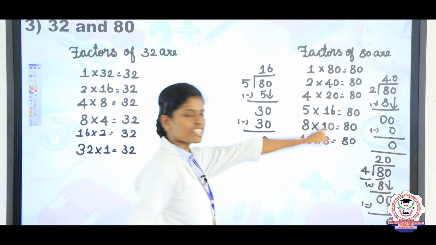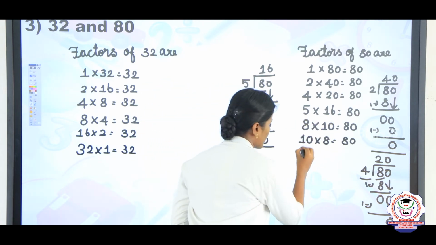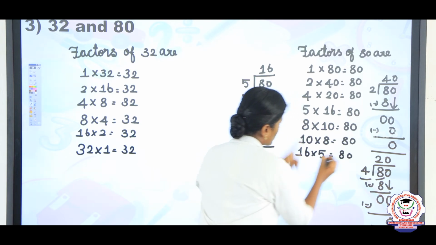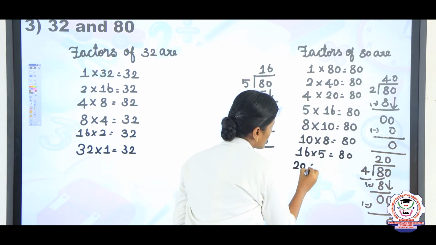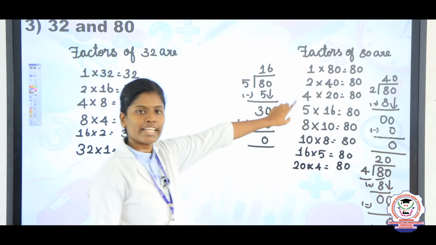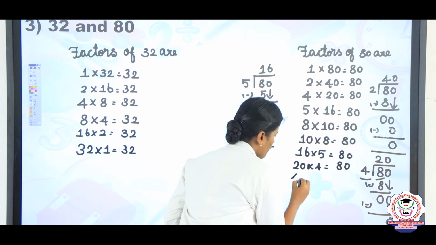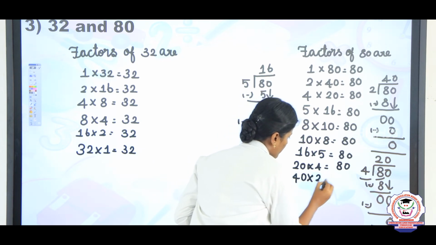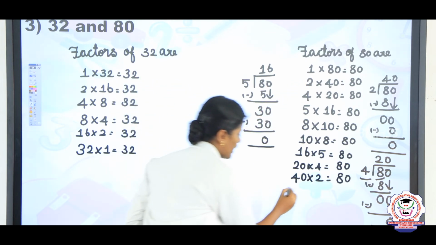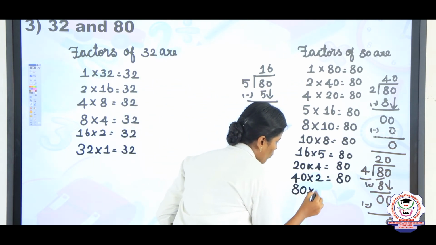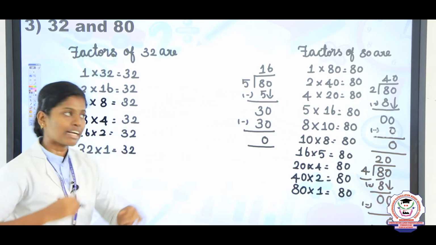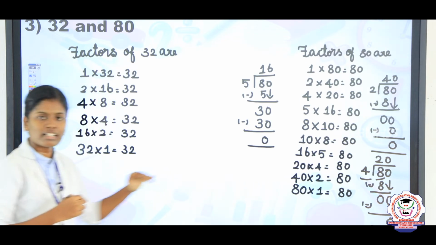And next table is 16 table, 16 5s are 80, and next one is 20 table, 20 4s are 80, and the next one is 40 table, 40 2s are 80, and final one is 80 table, 80 1s are 80. So, now we are going to write the factors of 32 and then the factors of 80.